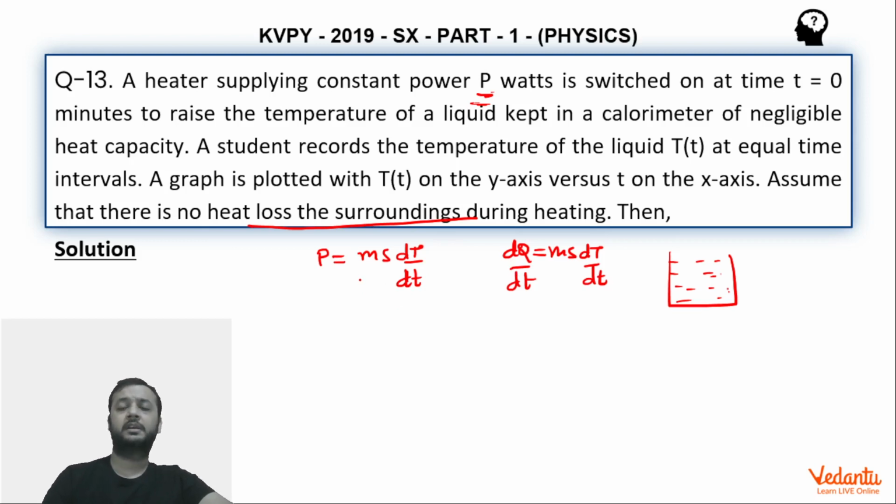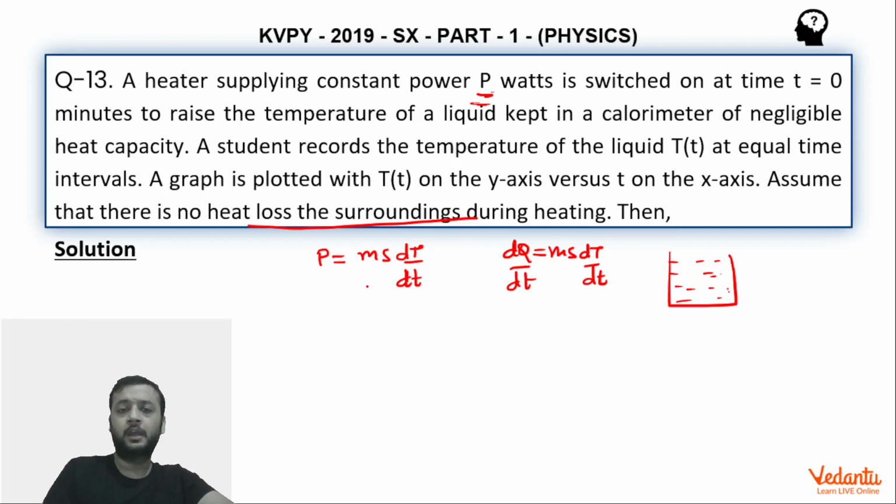Now in general, the heat capacity of a liquid may be a function of temperature. But we know that for a normal liquid like water, the variation with temperature is very, very minimal. That means we can reasonably assume the heat capacity of a liquid to be constant. So for this question we will assume that ms is constant, it's not a function of temperature.